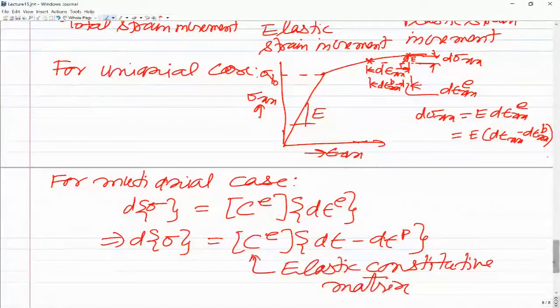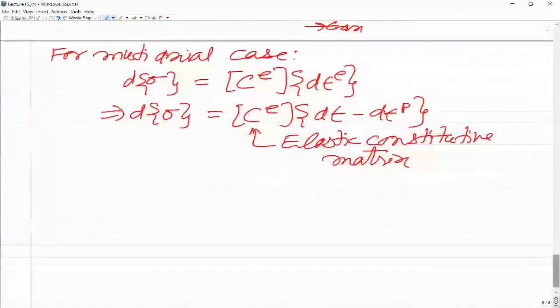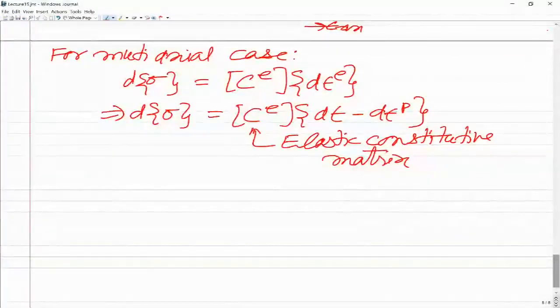In small deformation elastoplasticity, we decompose the total strain into elastic part and the plastic part, and then write the increment in the stress in terms of the elastic constitutive matrix and the elastic part of the strain increment. So that is one thing, the one concept which is needed.